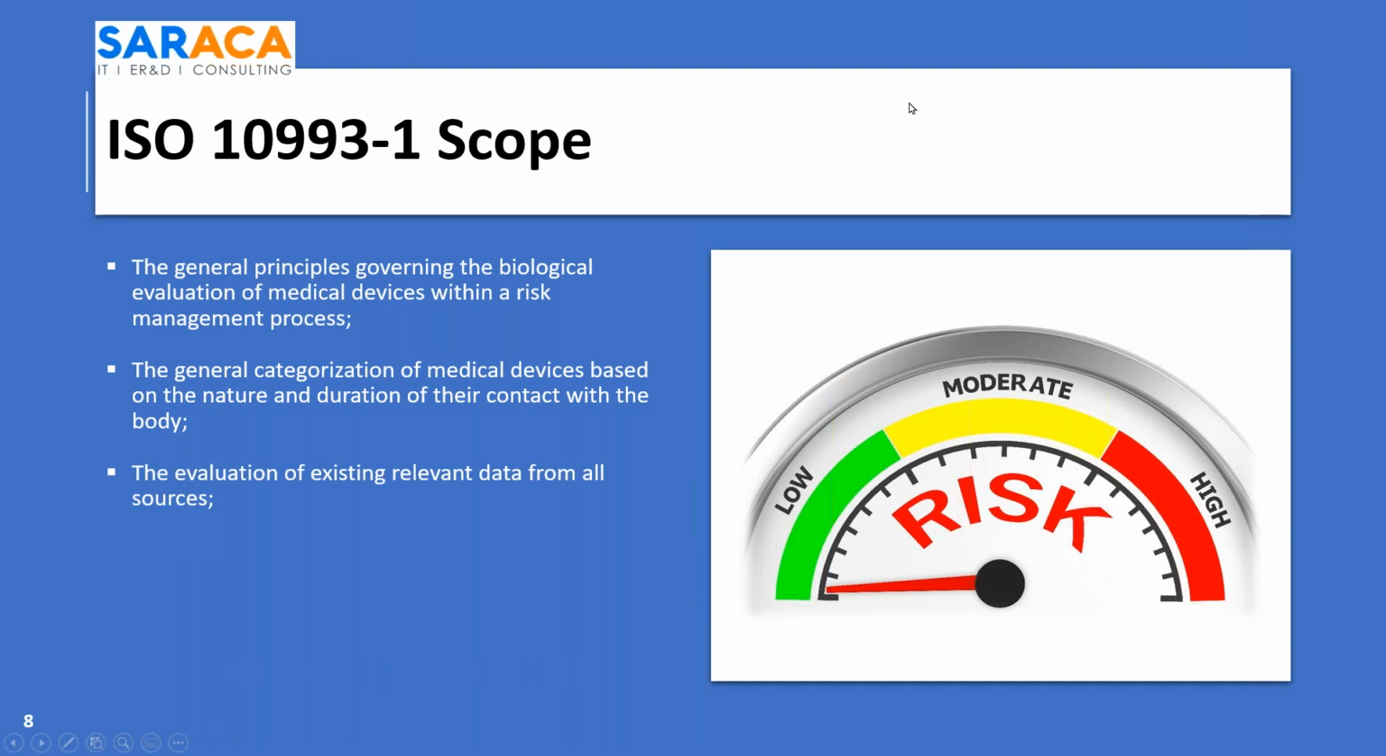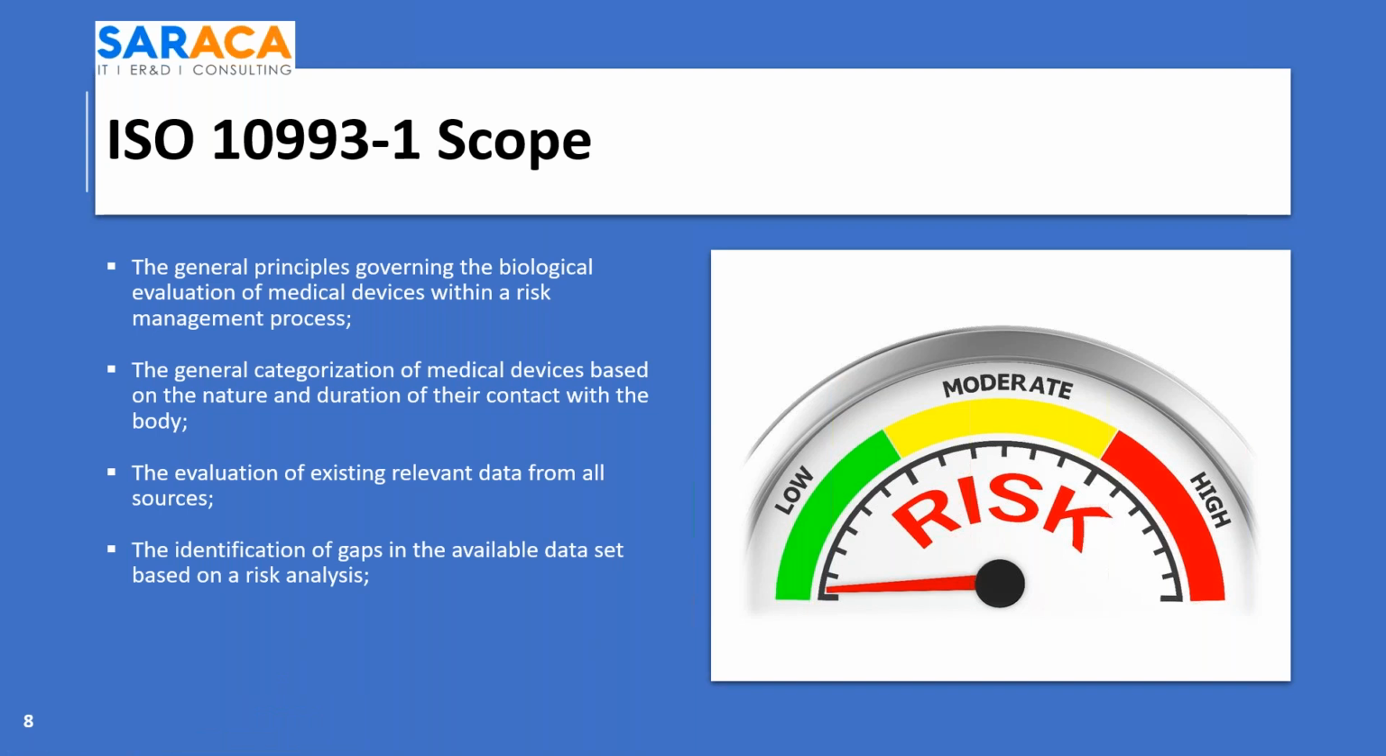The evaluation of all existing relevant data from all sources, though, is somewhat different for the scope of this standard than previous ones. All we really had to do before was go to a chart, pull out the ones that make sense for the device, whether it's temporary, tissue contact, and so forth, and do whatever the box indicates. This is different. You need to evaluate from all sources relevant data regarding the material you're going to use in the device and the biocompatibility of that material.